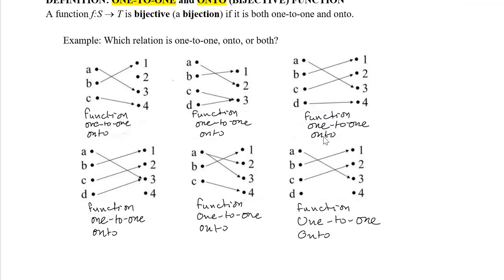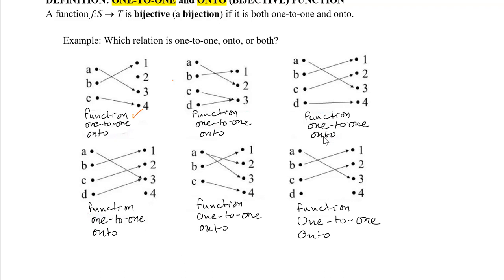Let's see this example. Which relationship is one-to-one or onto? First I have to check if it is a function. As I said, in a function you cannot leave the domain like this with two arrows. For every x there is one and only one y. That's the first thing I check. As you look here, this is a function, good.